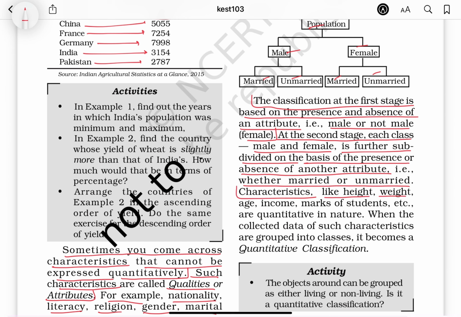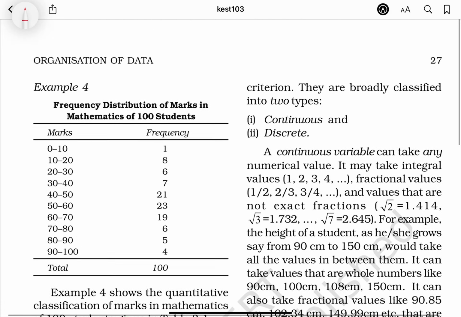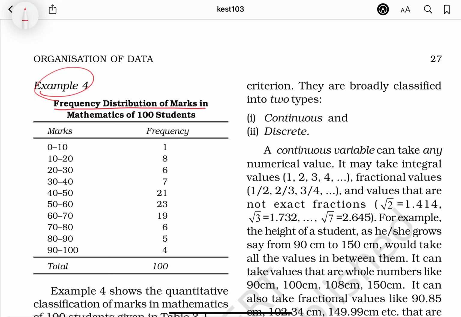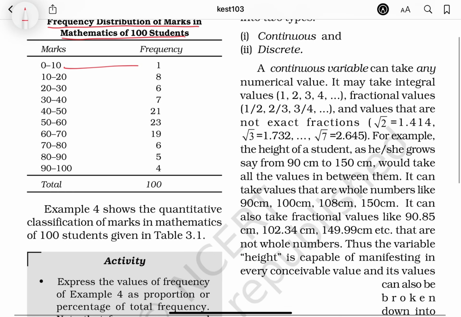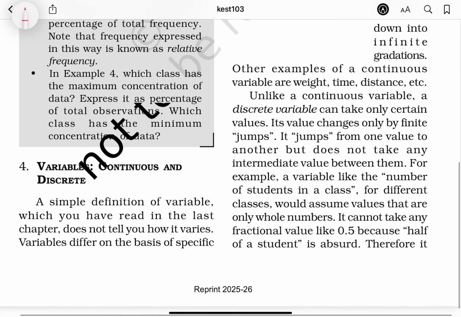Characteristics like height, weight, age, income, marks of students, etc. are quantitative in nature. When the collected data of such characteristics are grouped into classes, it becomes a quantitative classification. Example 4, frequency distribution of marks in mathematics of 100 students. 0 to 10, frequency 1; 10 to 20, frequency 8; 20 to 30, frequency 36; and so on up to 100. Example 4 shows the quantitative classification of marks in mathematics of 100 students given in Table 3.1, which we have already seen. Variable, continuous and discrete.